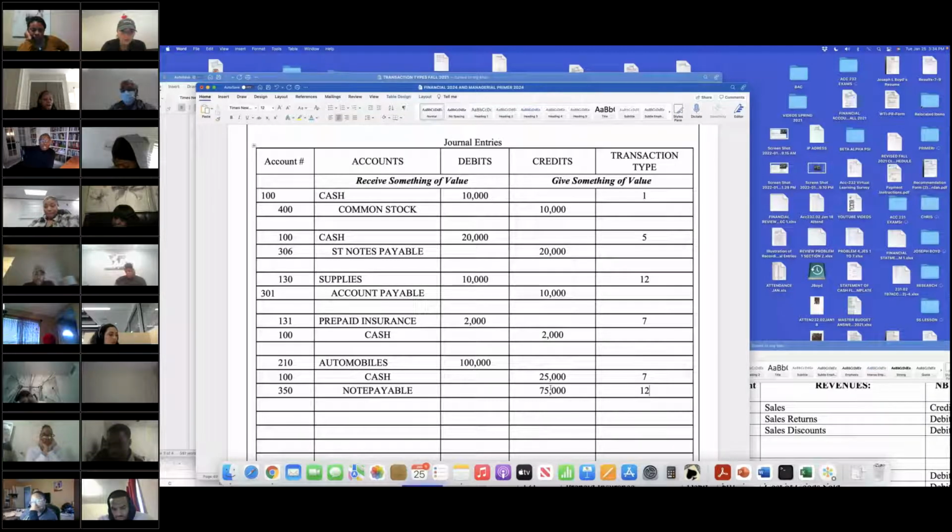So we have automobiles, $100,000 debit. Notice the credits are equal. When you have more than 2 accounts, the debits have to equal the credits. You could have 10 accounts. What's in the debit side has got to equal what's in the credit side. Any questions on that one? Does everybody have it?